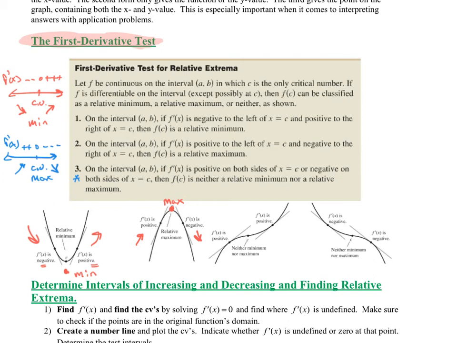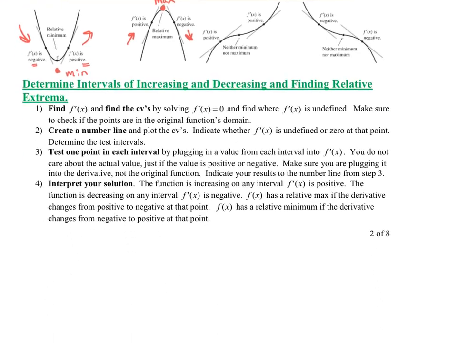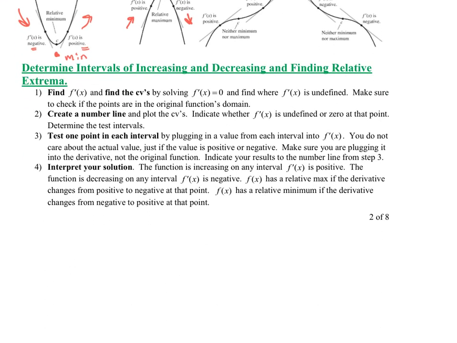So that's what the first derivative test is. Do a sign chart like we did in the previous section for determining increasing and decreasing, and then just make one more step of interpretation. If it goes from negative to positive, that's a minimum. If it goes from positive to negative, that's a maximum. So putting that together with what we learned in the previous section, we have the following process. First thing we're going to do is find the derivative, find the critical values.